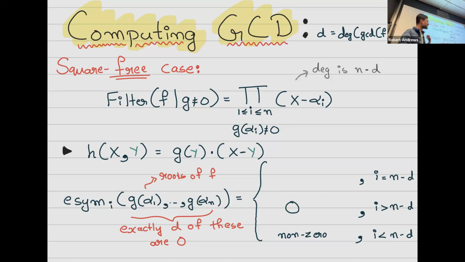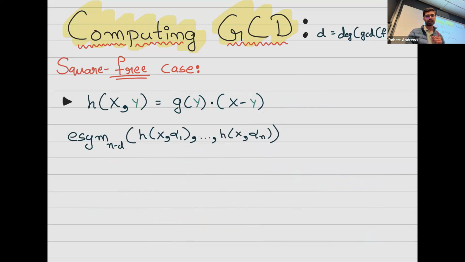If i is less than n minus d, it will be some non-zero value. I do not care. But what happens when i equals n minus d? It turns out that that's exactly the product of g of alpha over the non-zero ones. Did I make a mistake? Okay, this should be g, I think. Sorry, g. Yes, it exactly captures the product where g of alpha is not equal to 0. Hopefully that didn't propagate.